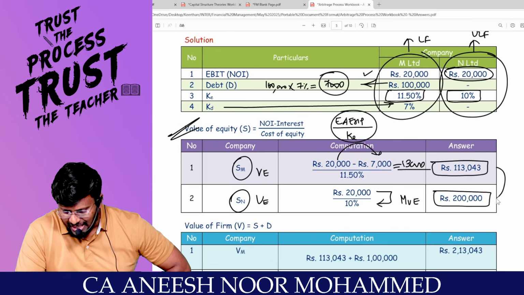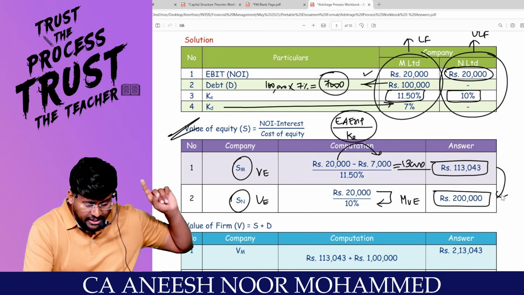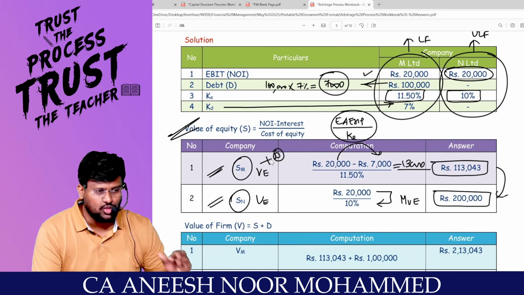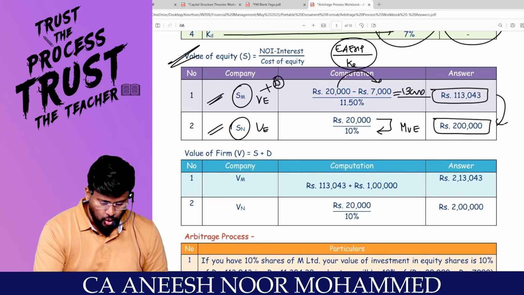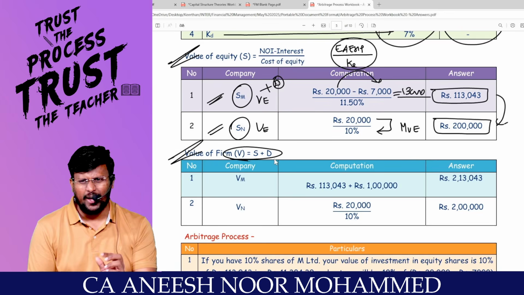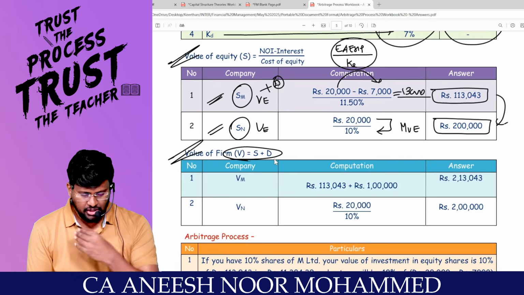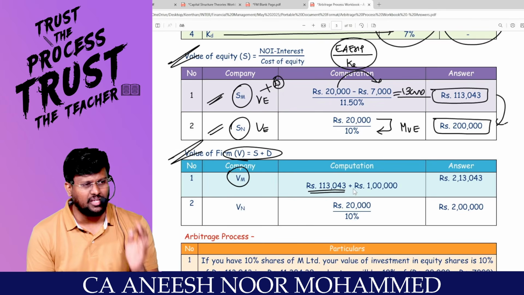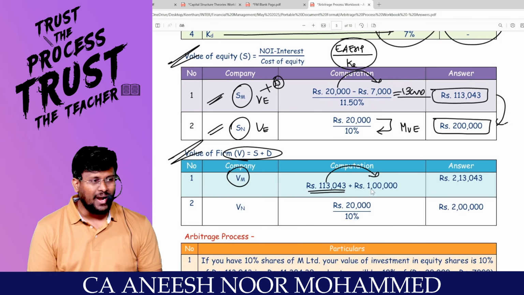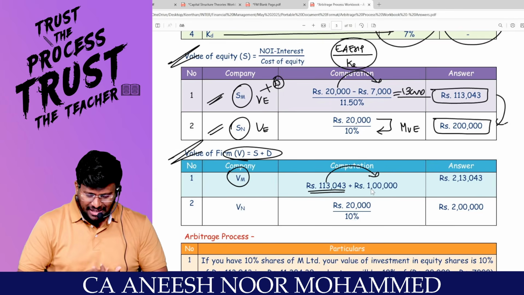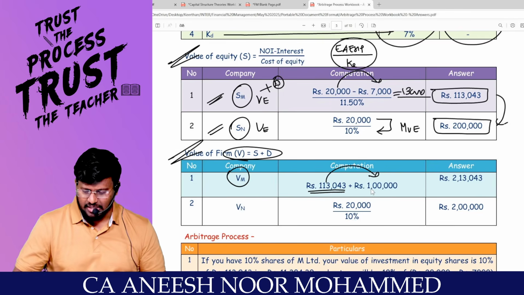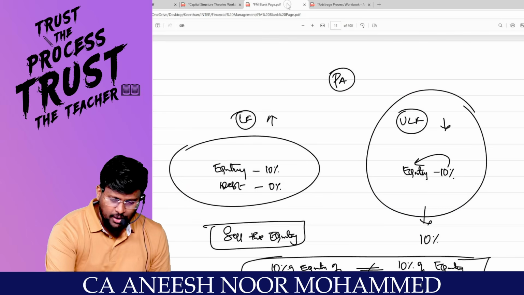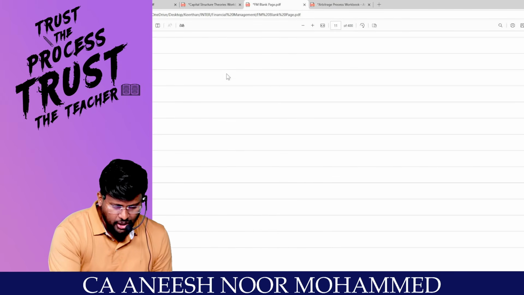Sir, this is 1,13,000 and that is 2 lakh. Sir, there I have considered only equity. Here debt has to be added. So the value of firm is equal to market value of equity plus market value of debt. Just now you calculated for a levered firm, the value of equity is 1,13,043 plus 1 lakh is the debt. So 1,13,043 plus 1 lakh comes to 2,13,043 is the value of the firm.